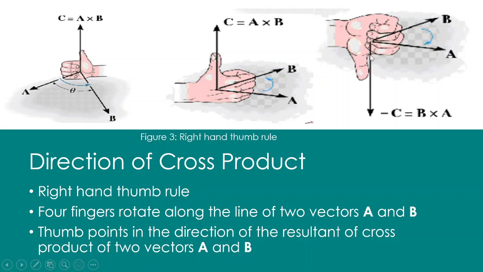On the next figure, we want to find the direction of B cross A. In this case we put four fingers towards the direction of the B vector and rotate them towards the A vector, and this negative C vector gives the direction of B cross A. We can see that A cross B and B cross A are not the same since their directions are opposite, and that's why the cross product always gives a vector quantity.